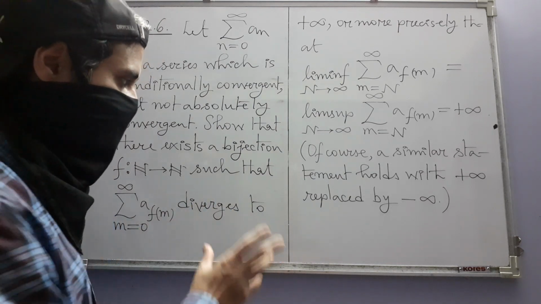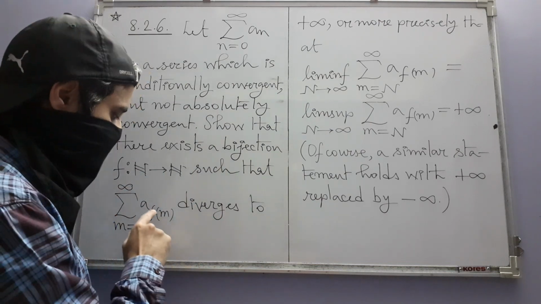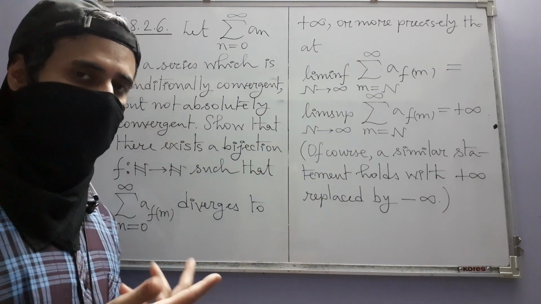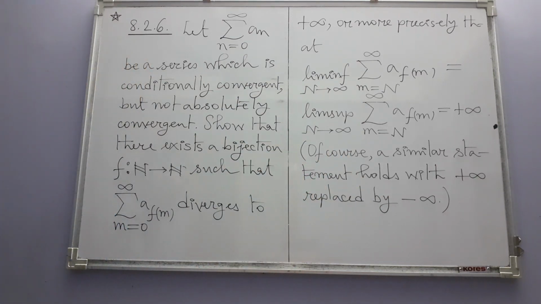In what sense? In the sense that the sequence of partial sums of this rearranged series will diverge to plus infinity in the usual sense. So let's see how this can be done.